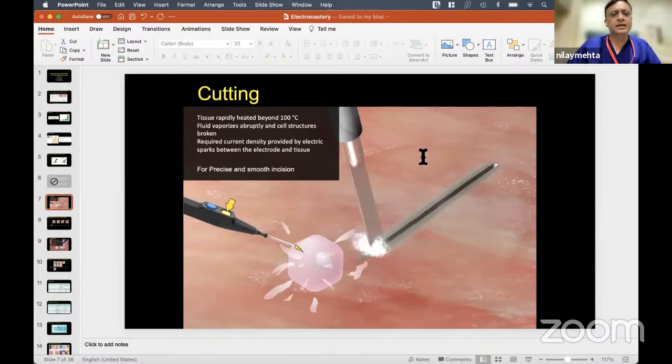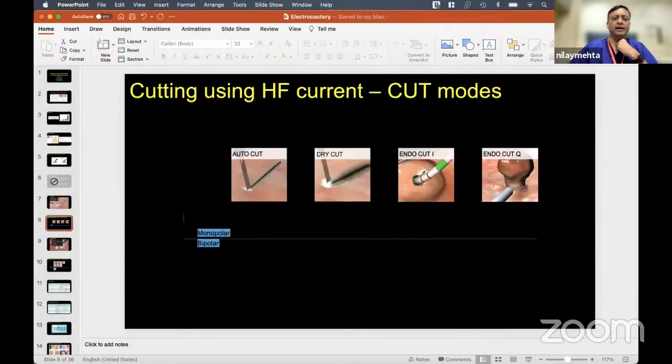So basically, as I told you, when the tissue is rapidly heated beyond 100 degrees, there is a cutting effect. And there are different types of cuts. Prakash, can you tell us what different types of cuts are these? Auto cut, dry cut, endo cut, IQ. So can you just elaborate on that?